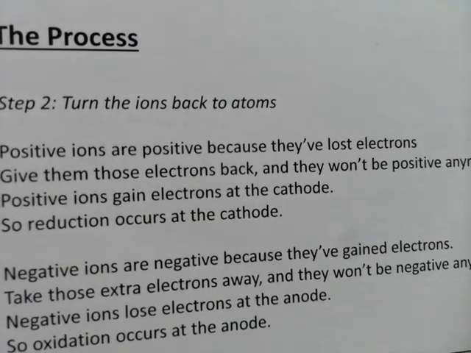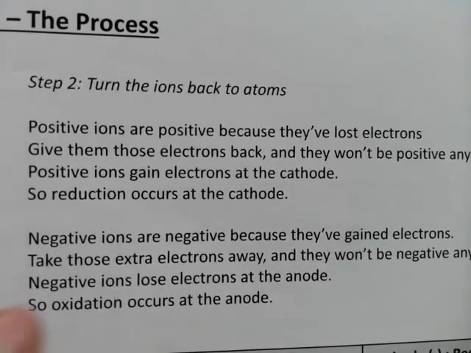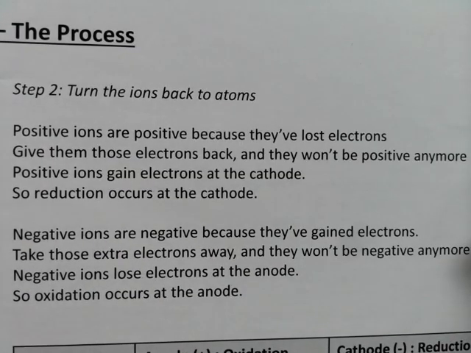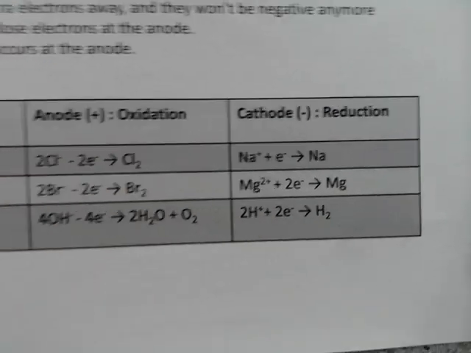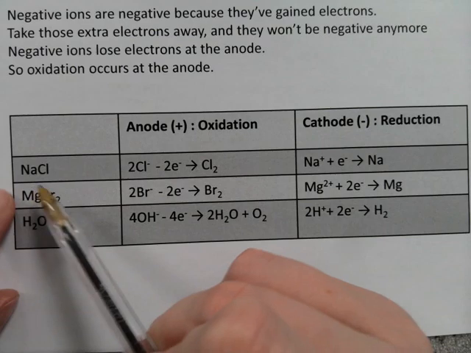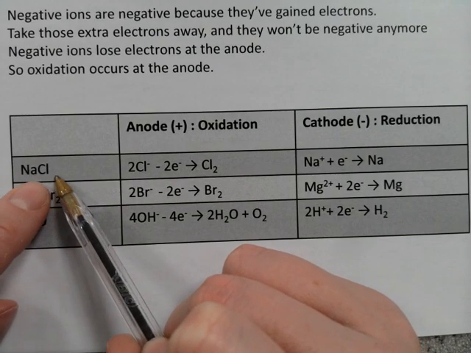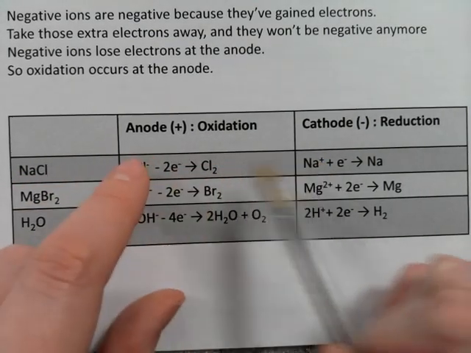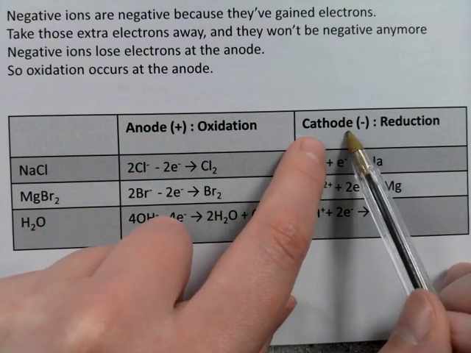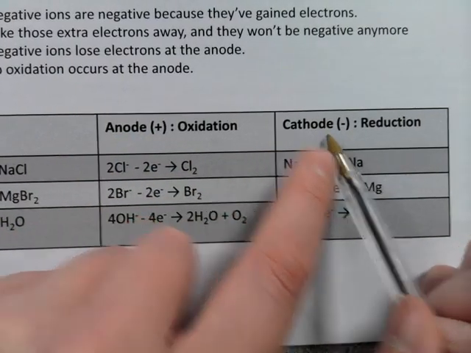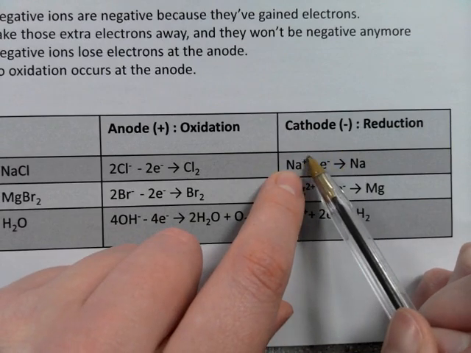Step 2, the important part, you need to turn the ions back into atoms. You need to get back to the elemental form, all right? And at the moment, as ions, they're not in the elemental form. So let's come down here and have a look at what's happening at the cathode. So I'm sticking with NaCl. I've just separated the ions. So I've got the Cl- ions at the anode, and I've got the Na+ ions over here at the cathode. At the moment, sodium has a positive charge.